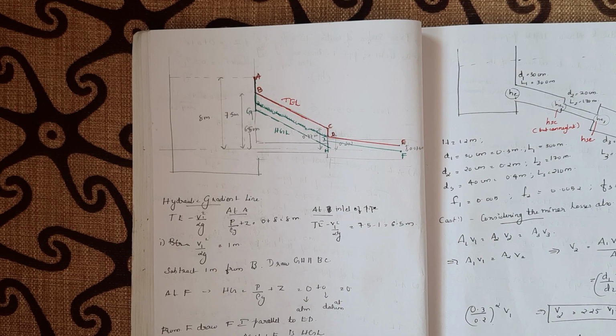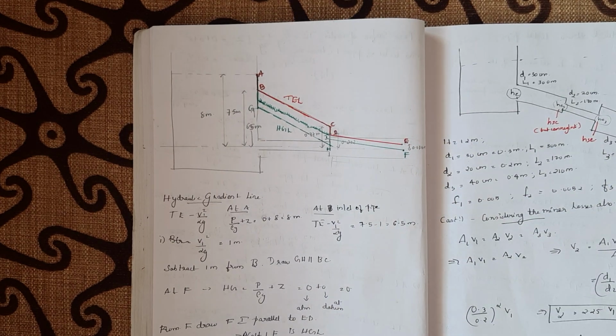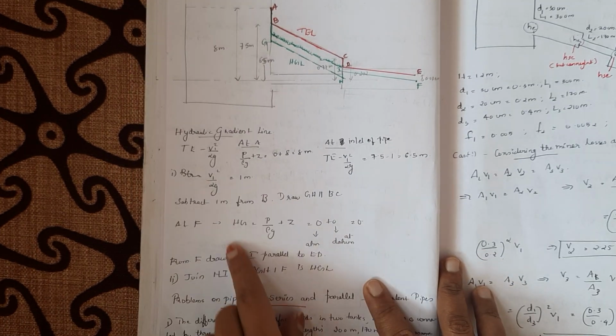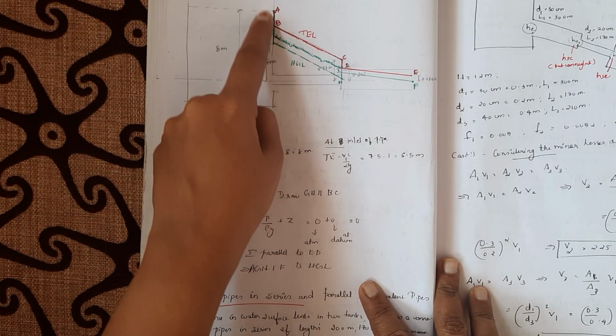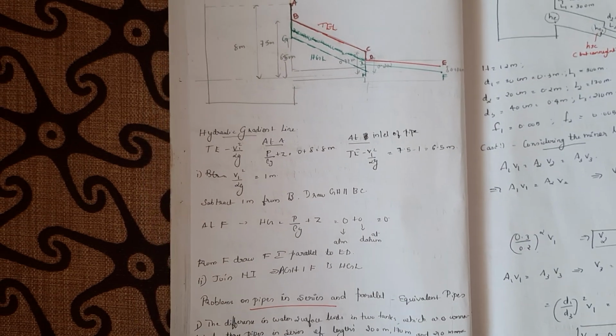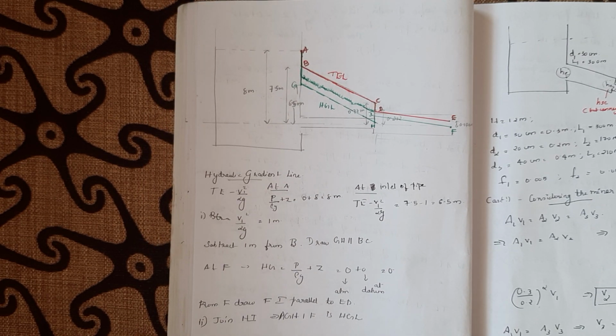Okay, join this, and AGHIF will be our hydraulic gradient line. Okay, I hope this is clear. AGHIF is our hydraulic gradient line. Okay, so now we have solved two problems in hydraulic gradient line and total energy line.